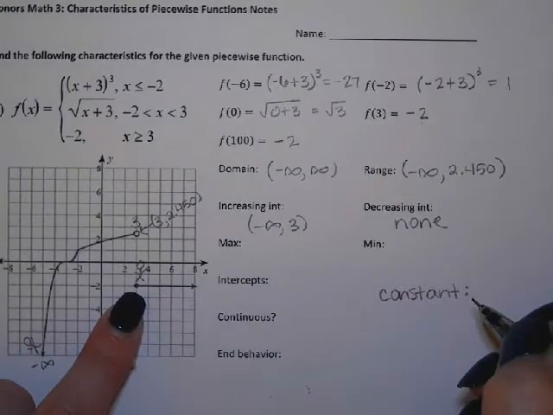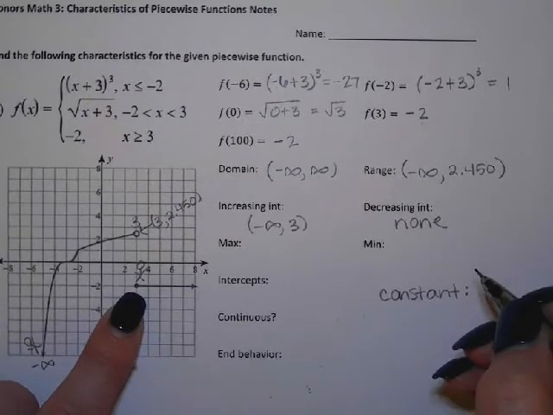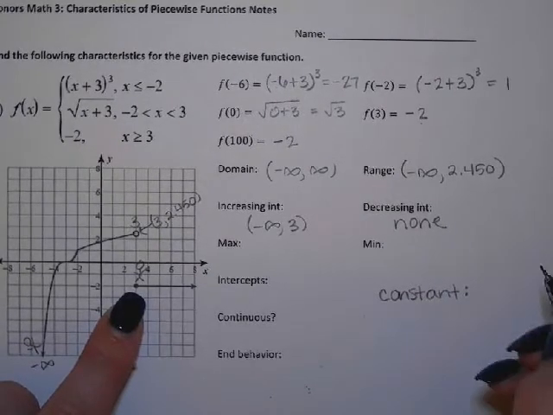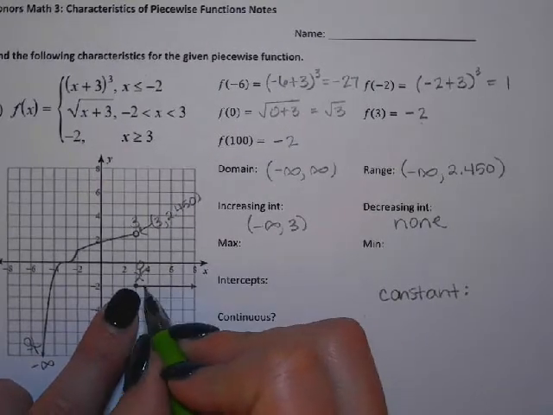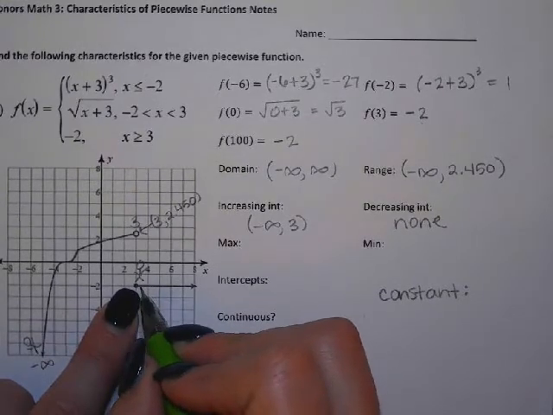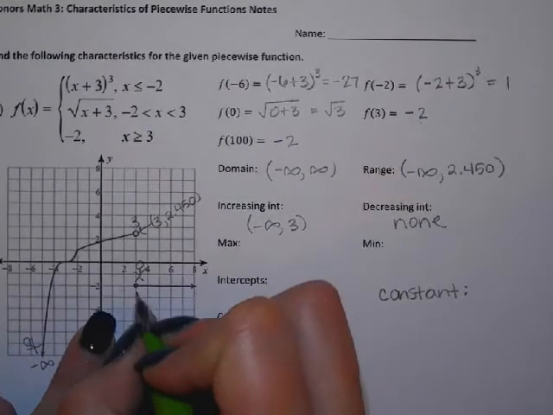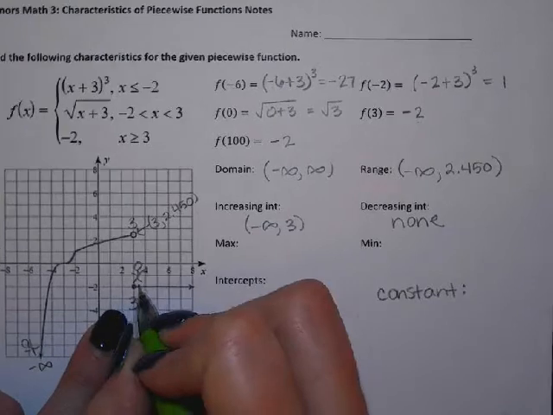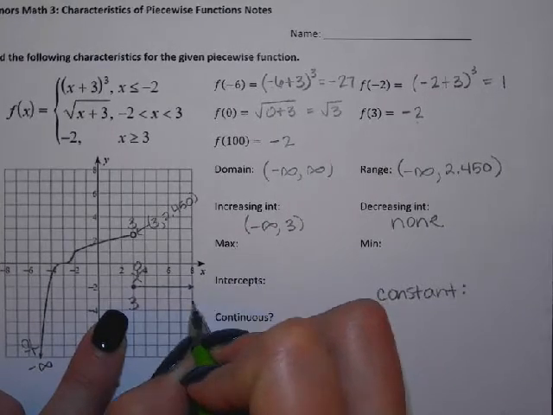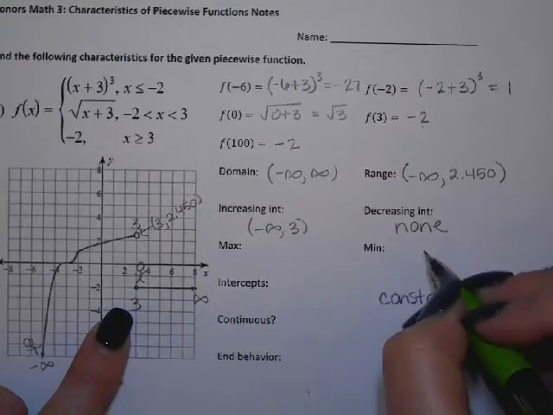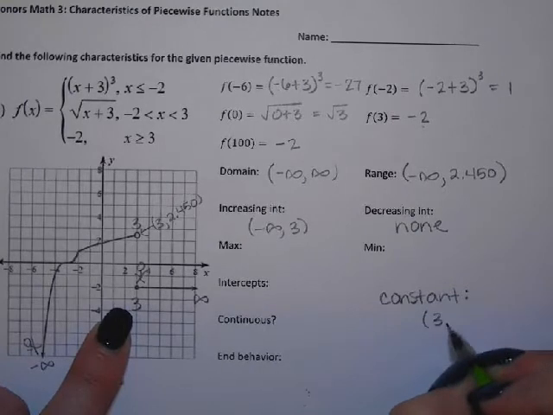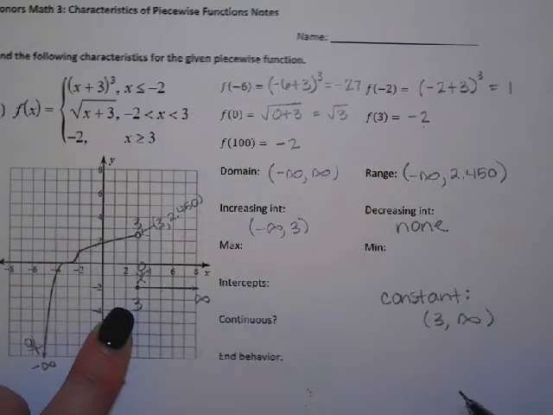These don't happen all the time. They just happen sometimes, which is why I have not asked you to look for it before. But constant is like saying the stick figure is walking on flat ground. So the stick figure starts at 3. He's walking on flat ground all the way to infinity. And so we're going to say the constant interval is from 3 to infinity.